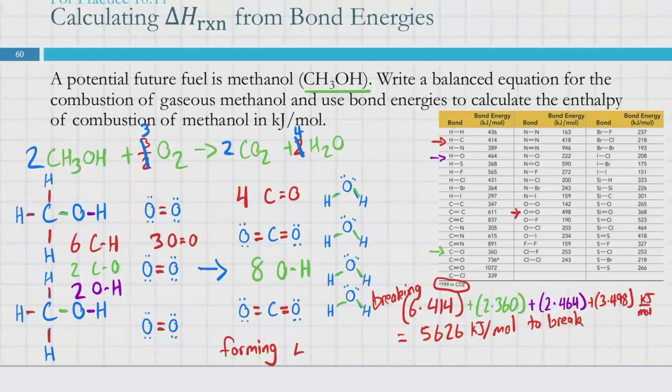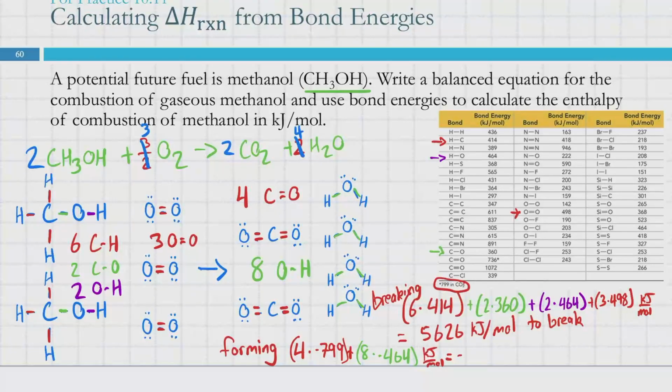So it's 4 times negative 799, and we're reusing the OH bond up here, which is 464. We've got 8 of them. So 8 times negative 464. And this will also have units of kilojoules per mole. 4 times minus 799 plus 8 times negative 464.